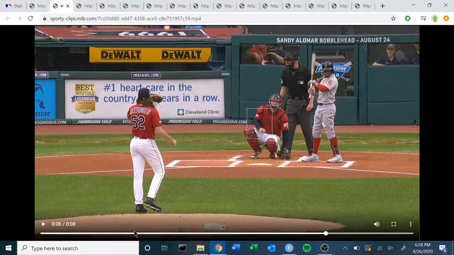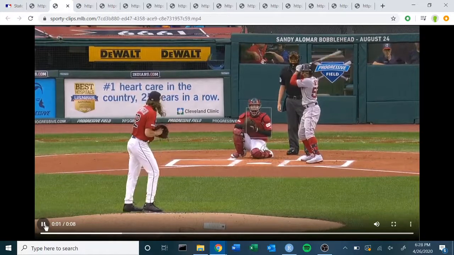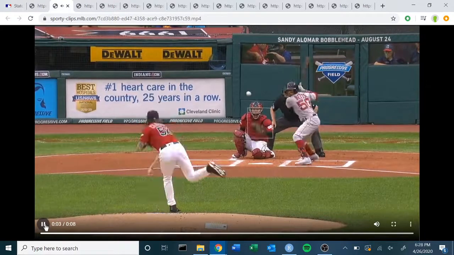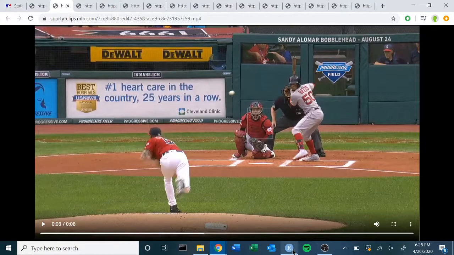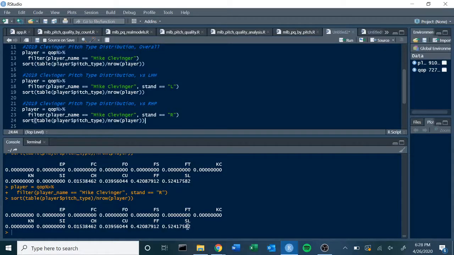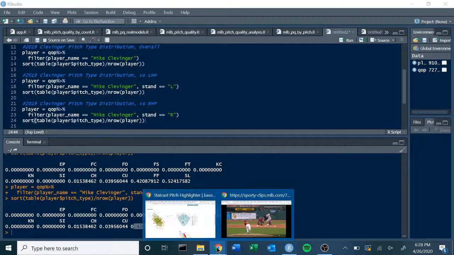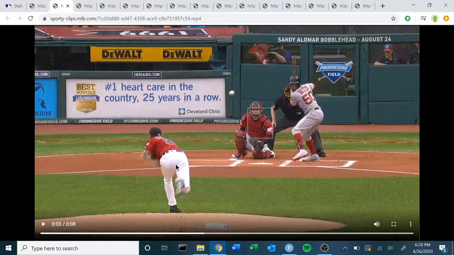All right, so we see that what happened in actuality is not what I was expecting. That was a slider, a high slider, which does not always work, and maybe a good frame job there by Perez to get that call. But we did see from the priors that we computed earlier that against righties, Clevenger throws more sliders than he does fastballs. So I guess in hindsight, this is not surprising that Clevenger wants to get that slider working early.